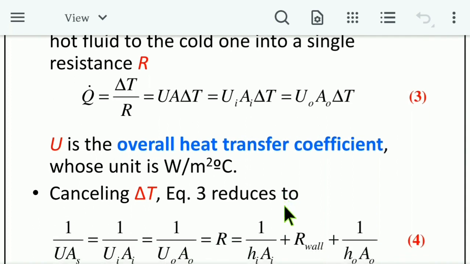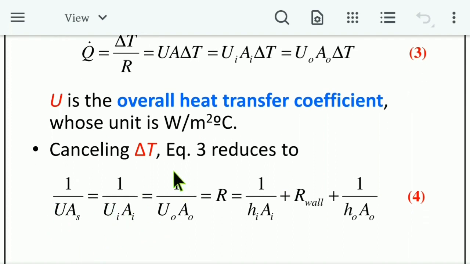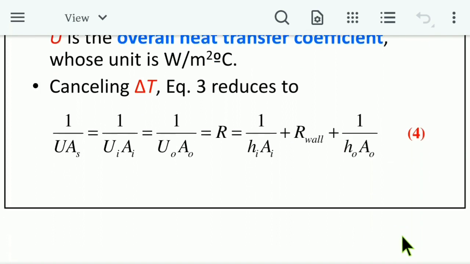Cancelling delta T, equation 3 reduces to 1 by U_i A_i, or 1 by U_o A_o, is equal to R, that means 1 by h_i A_i plus R wall plus 1 by h_o A_o. This one is equation 4.